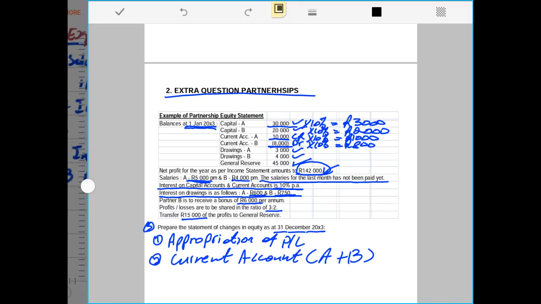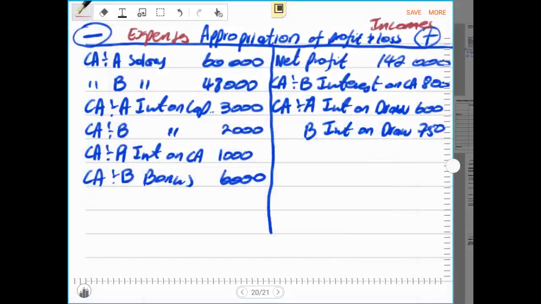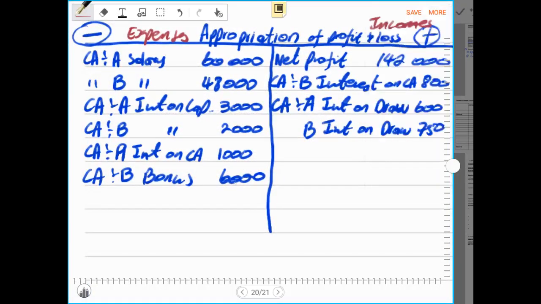So now we go and check for another entry. The profit sharing ratio is 3:2, and the last one is that we are to transfer 15,000 to the general reserve. So when we are transferring money, we are taking it from the credit side of the appropriation and recording it on the debit side, which is the amount that will be reserved. That means an amount that will not be shared at the end of the year. The general reserve is the amount that partners decide to reserve, and it will be a debit all the time whenever an amount is transferred to general reserve.